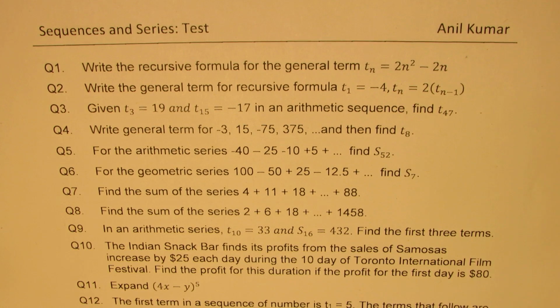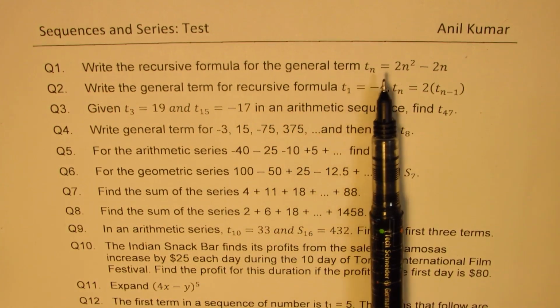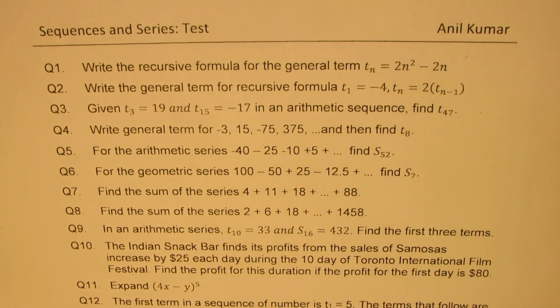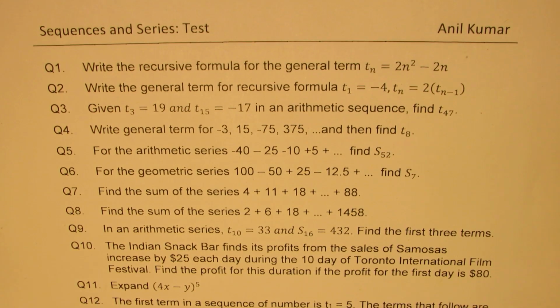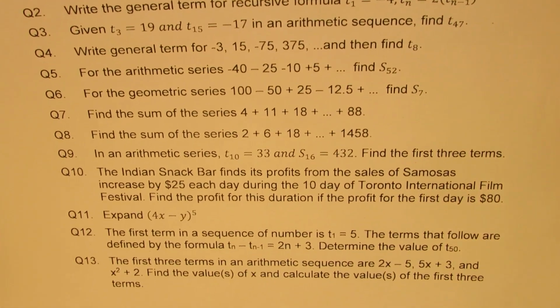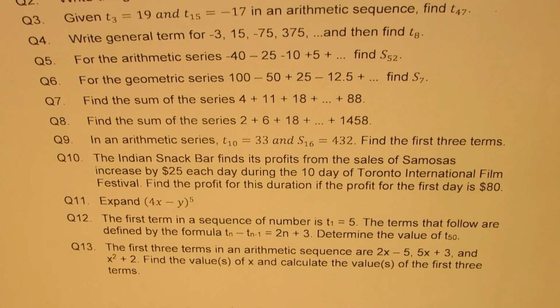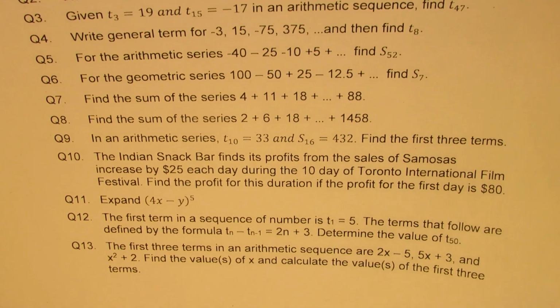So have a good look at these questions. You can always pause the video, answer these, and then look into my suggestions. Now for some questions, especially question number 1, which is write the recursive formula for the general term Tn equals 2n squared minus 2n, I'll provide you with different types of solutions that will help you to adopt an approach which is good for you, right? So the other questions on this page, especially the 13th question, is right here before you. You can now copy these questions, solve, and then look into my solutions.